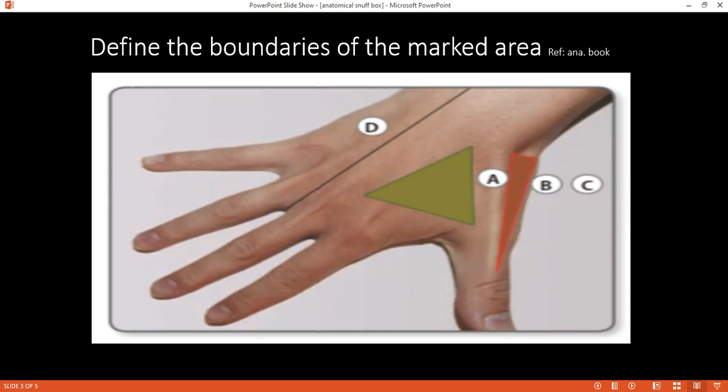It is bounded anterolaterally by two tendons, the abductor pollicis longus and the extensor pollicis brevis, and posteromedially by the extensor pollicis longus. The roof is formed by the skin, fascia, the cephalic vein and the superficial branch of the radial nerve, and the floor by the scaphoid and trapezium bones. The main content is the radial artery. What is the significance of the anatomical snuffbox? Since the floor is related to the scaphoid bone, we look for tenderness here in scaphoid fracture.